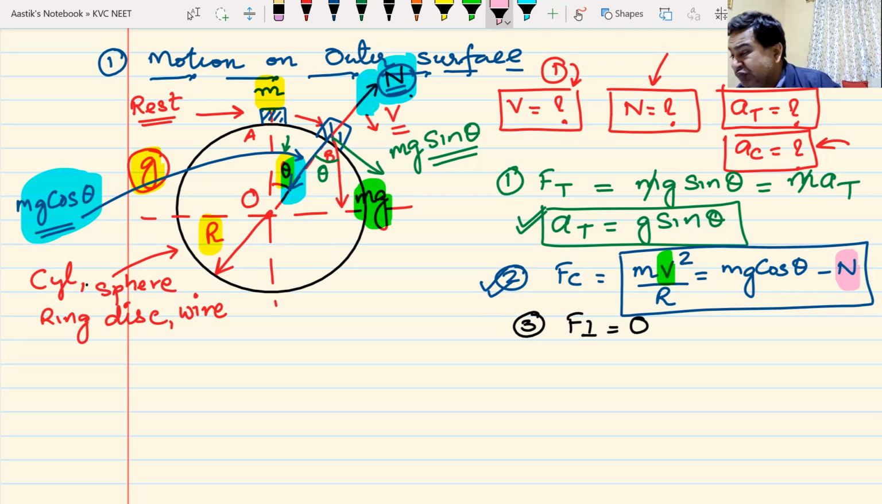Problem. Obviously, one equation cannot be solved for two unknowns. Therefore, this problem remains unsolved. I can't solve it any further.